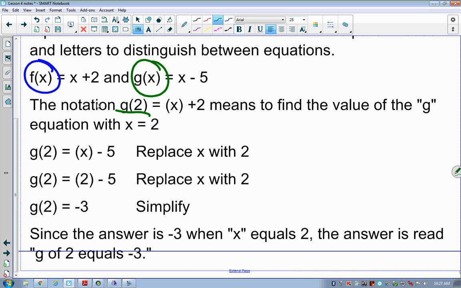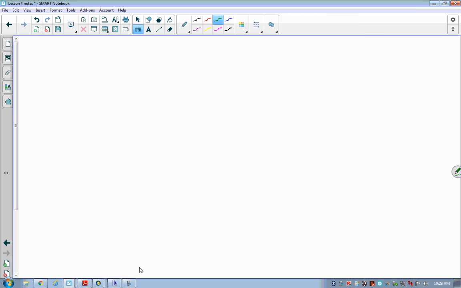Okay, so if I have a list of equations and they say we want to know what h of x is, well, then I want to go to the h of x equation. Let's say they want h of 3. That means I'm going to plug 3 into x in the h of x equation. I'm not going to plug it into all of them. Okay? So since the answer is negative 3 when x equals 2, the answer is read g of 2 equals negative 3. And that's it. That's where we're at on that.